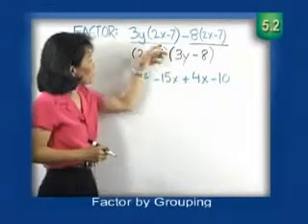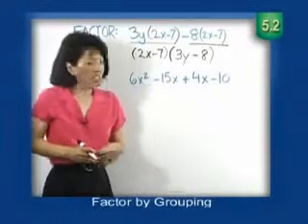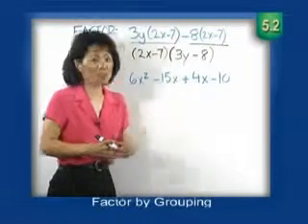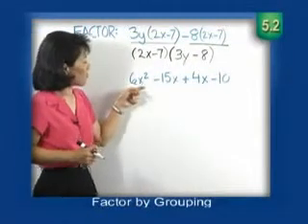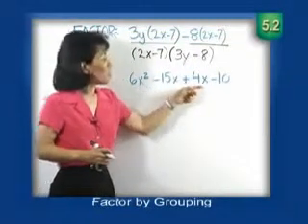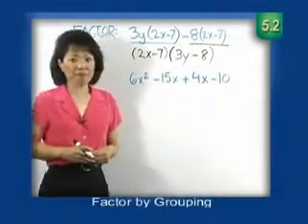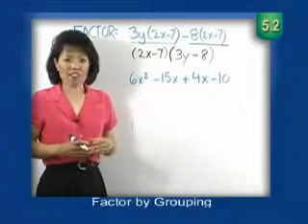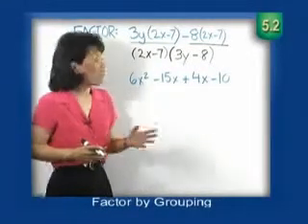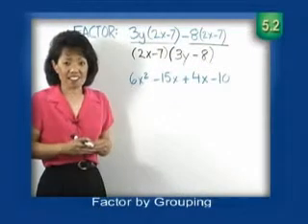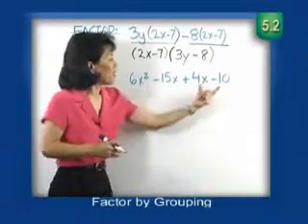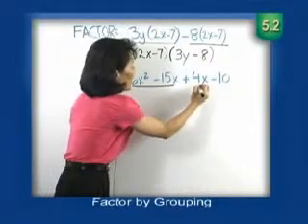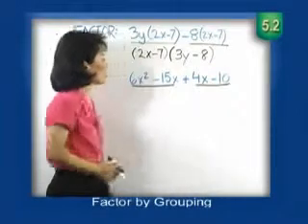Now let's see what the difference is between the first and the second problems. For one thing, no parentheses. We have a list of terms. We have 6x squared minus 15x plus 4x minus 10. In this problem, we're going to show how to factor by this thing we call grouping. Now, factor by grouping means exactly as it sounds. We're going to group the terms 2 by 2. So I'll put a line under the first two and under the second two. Those are our two groups.